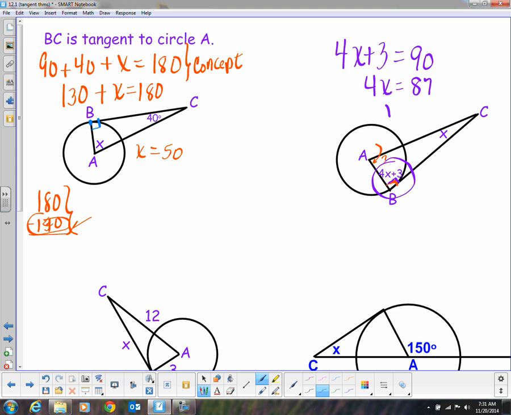So now what is x going to be? How do you disconnect those? 87 divided by 4. That's efficient.